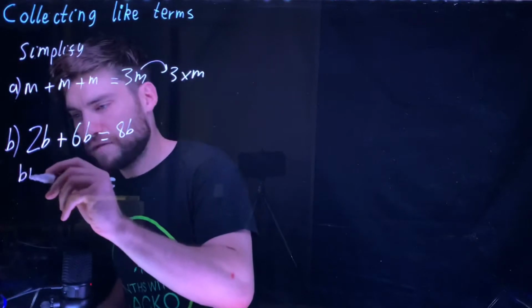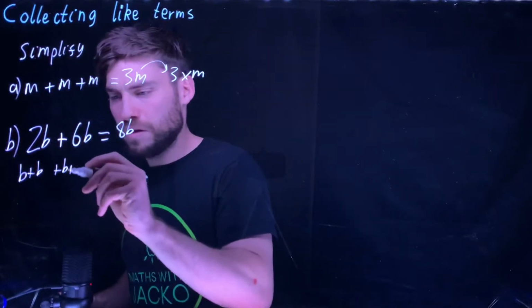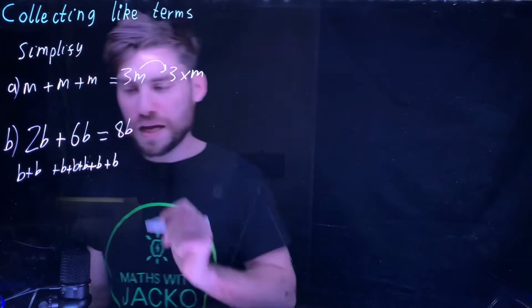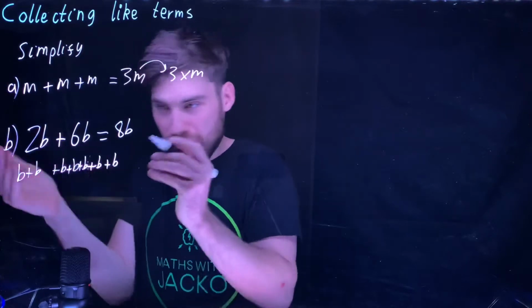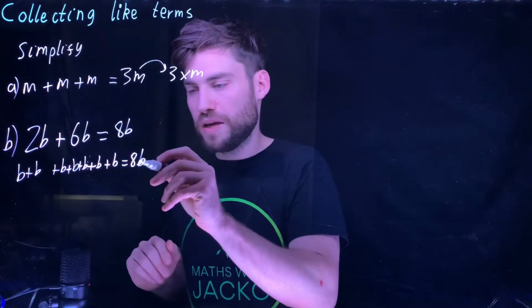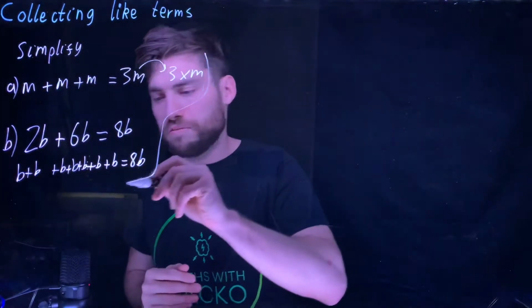Let's just break this down a bit further. 2B is B plus B, and 6B is 6 B's. 1, 2, 3, 4, 5, 6. And that's all it is. It's just 8 B's all together. I'm not going to break it down every time like this, just so you get the understanding for it, okay? Right, there's those ones boxed off.